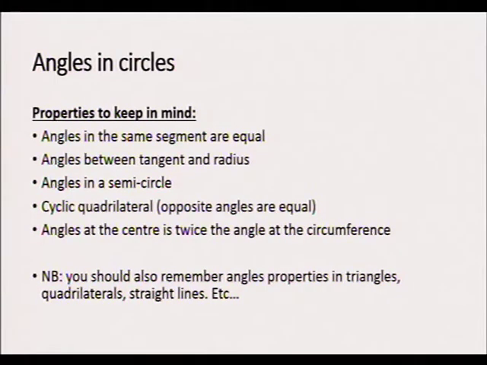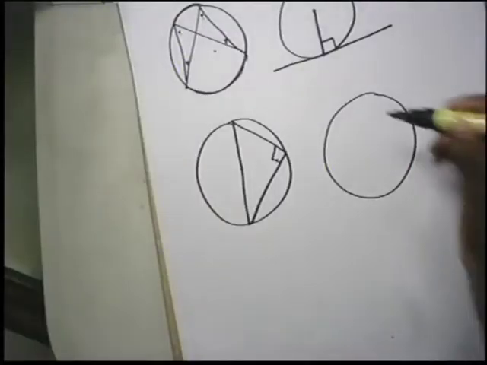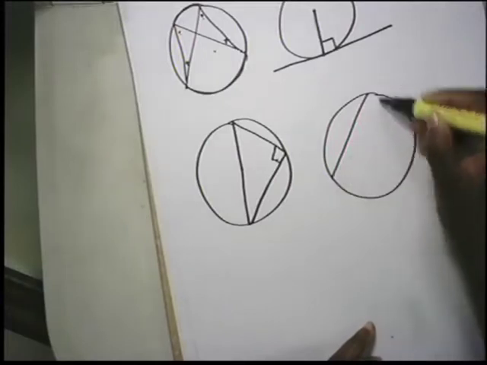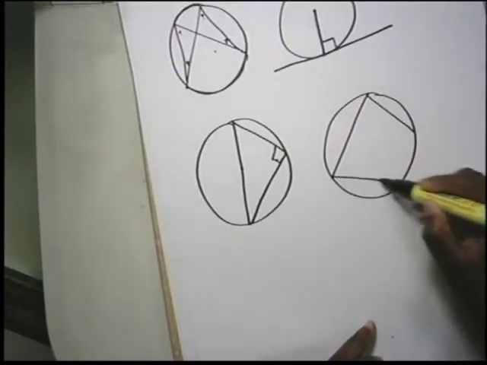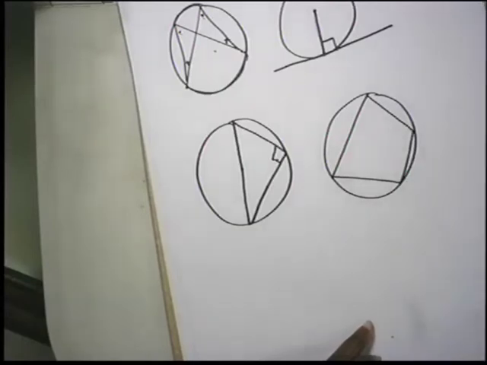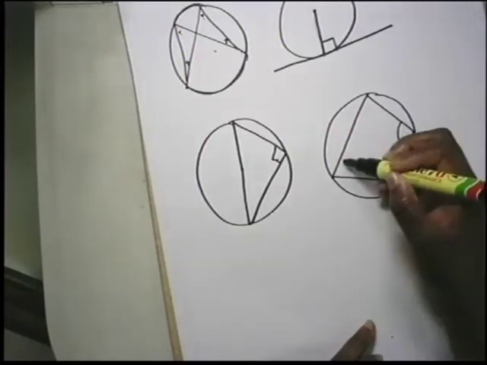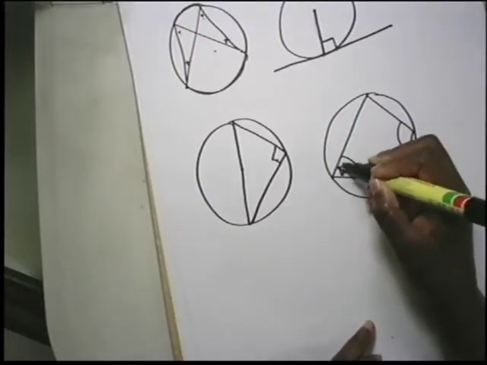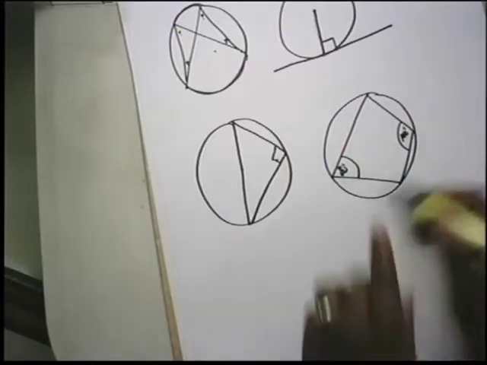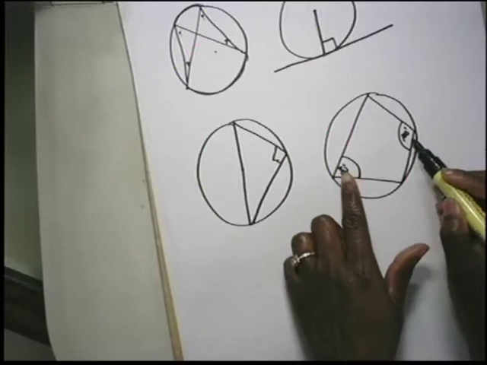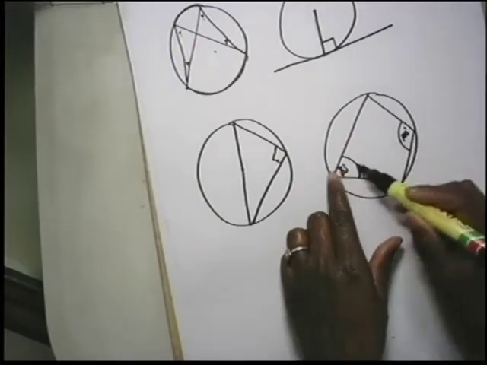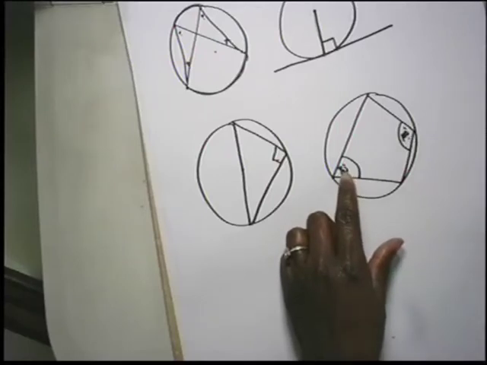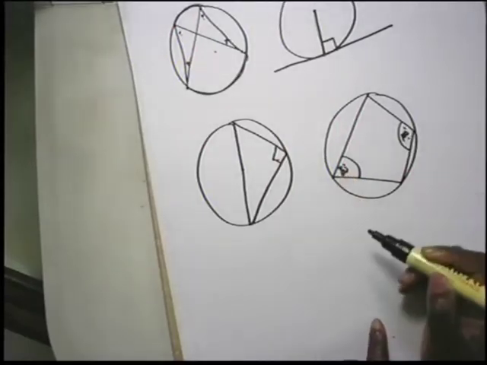Another property is the cyclic quadrilateral. Opposite angles, they are not equal. It's a mistake here. They are supplementary. So if I'm having a circle, and then I draw a quadrilateral, a four-sided shape, the opposite angles are supplementary. If this is 80 degrees, this is 100 degrees. Supplementary angles add up to 180 degrees. So opposite angles are supplementary, not equal. I'm sorry for that typing error.